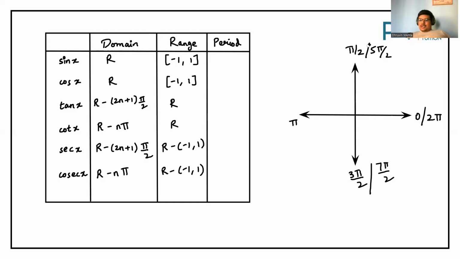Chalo, now coming to period. Sir, it will be the box brackets. -1 and 1 won't be included? No, they will be included. The values will be included in the graph. Chalo, I'll quickly make the graph for period.